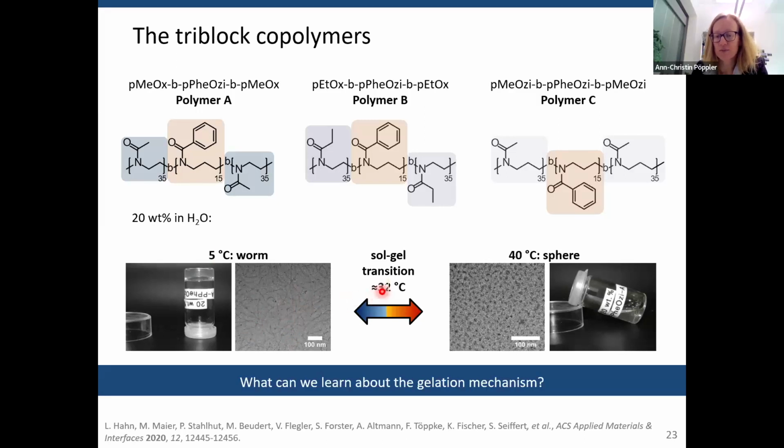And when you heat this above roughly 30 degrees, then these worm-like structures are broken up and we have the individual micelles present in our samples. And here the idea was, if it is possible by studying this transition process, if we can learn something about the mechanism behind gelation, because these functional units that we have here, they have only hydrogen bond acceptors, but nothing that can donate hydrogen bonds. This means that we need to find other proximities or interactions that are responsible for this sphere to worm transition.